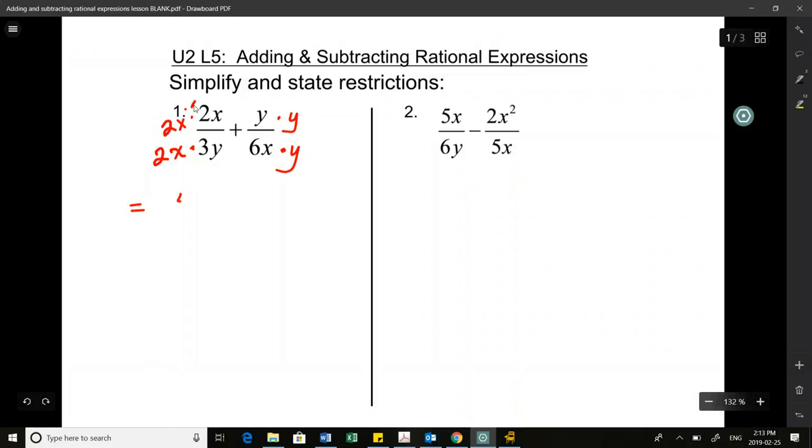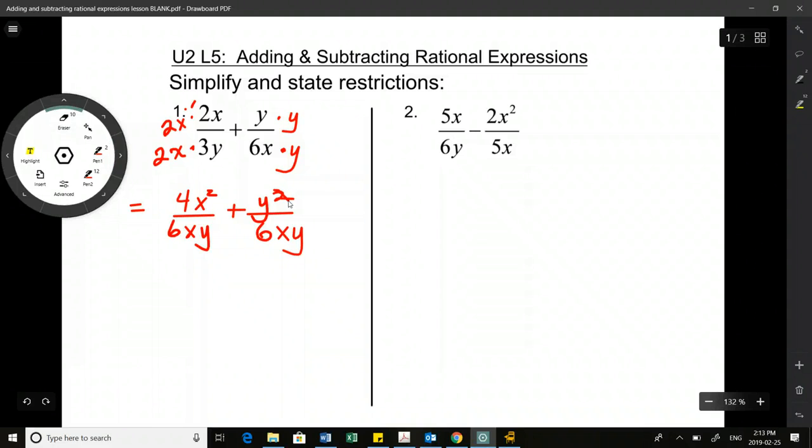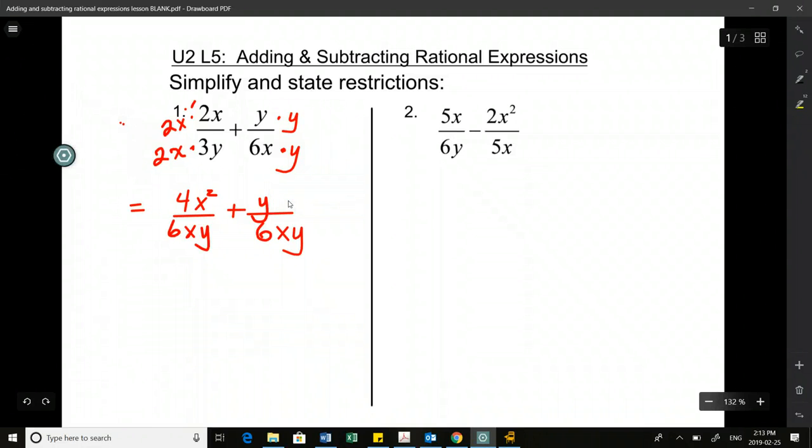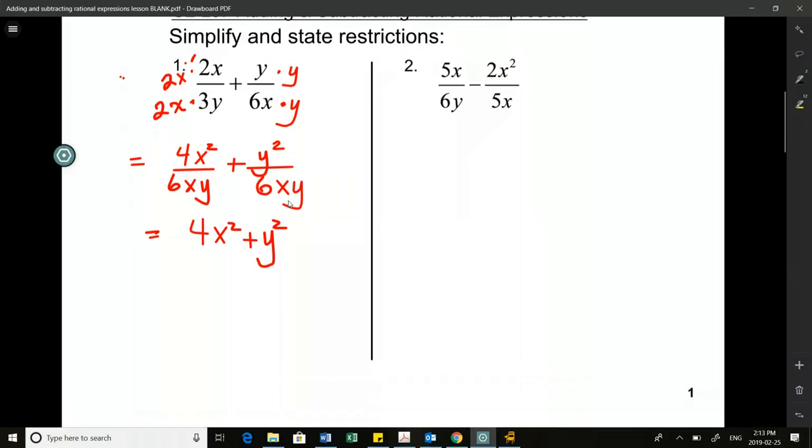Okay, so here we're going to get 4x squared over 6xy plus y squared over 6xy. Then all we need to do at this point is move these two fractions together. So remember, we add and subtract the numerators only. We don't add and subtract the denominator. The denominator stays as it is once we have that common denominator.